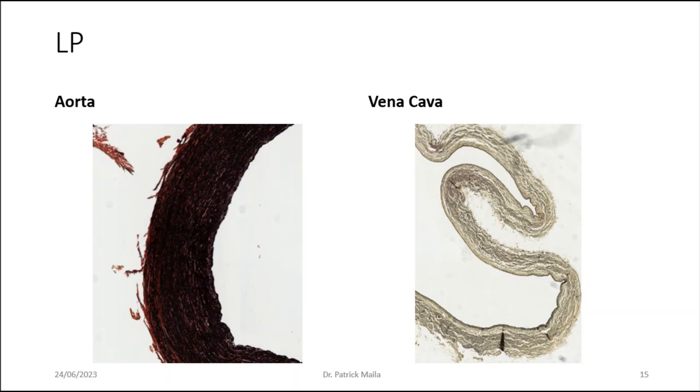This is at low power. You can't really tell the difference. If you look at it at low power, the part here is the tunica intima, and from here up to here is the tunica media. And then from here to here is the tunica adventitia in an aorta. You can't really appreciate them very well because it's at low power.